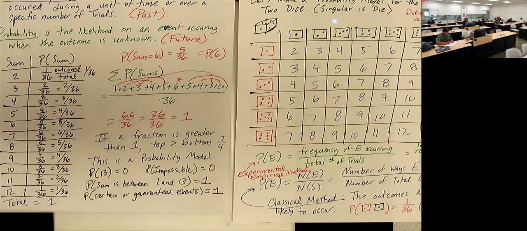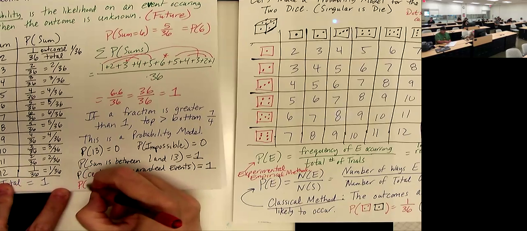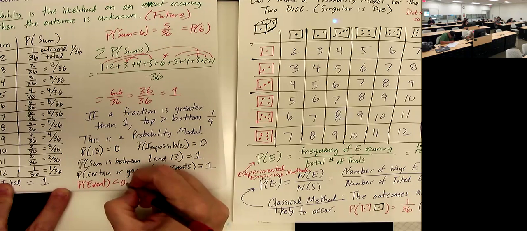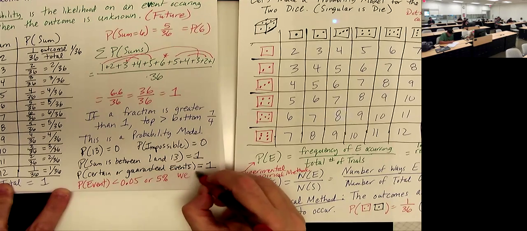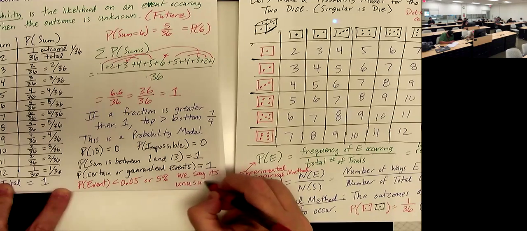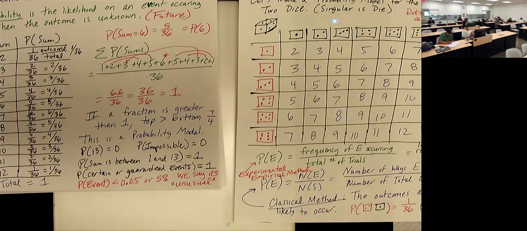And one last thing before we take a break and then we go on to a hands-on activity. If the probability of an event is less than 0.05 or 5%, we say it's unusual. This unusual thing is going to come up over and over again, and almost every single time, we're using 0.05 as a measure of it.